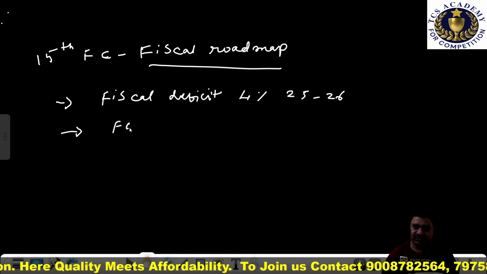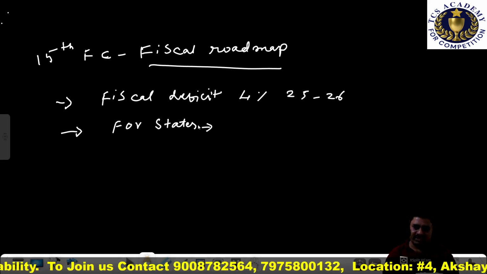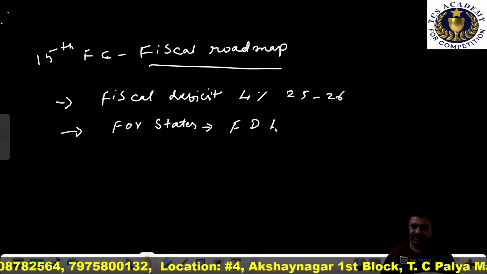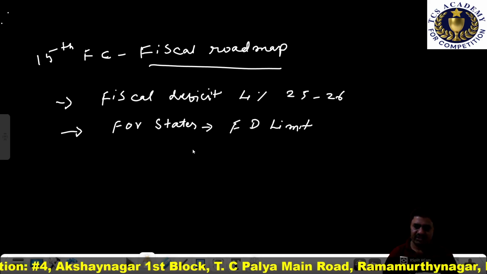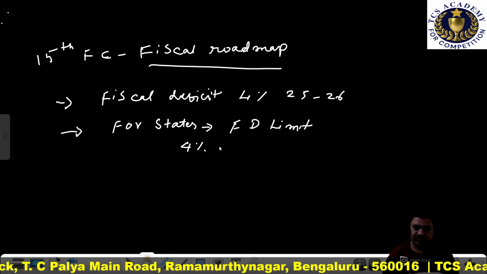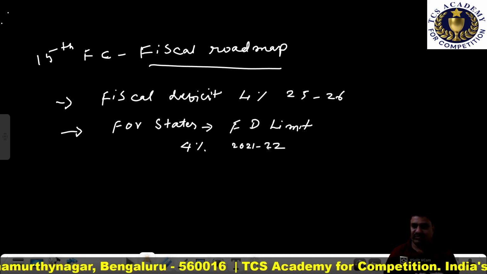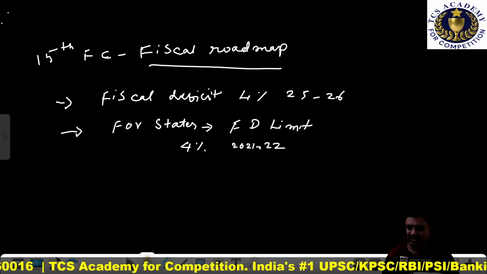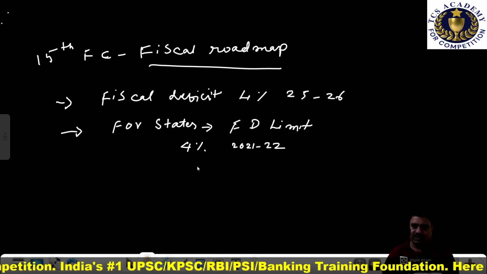Okay. As far as states are concerned, a fiscal deficit limit has also been recommended for the states, as a percentage of gross state domestic product. So 4% in 2021 to 22. In the interim report, the 15th Finance Commission has given the fiscal roadmap for the states. The fiscal deficit limit for the states has been fixed at 4% for the financial year 2021 to 22. Okay, so it has to be brought down.